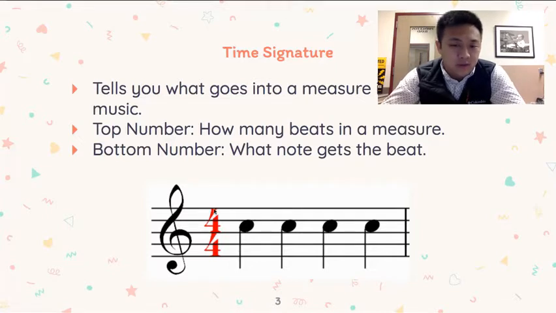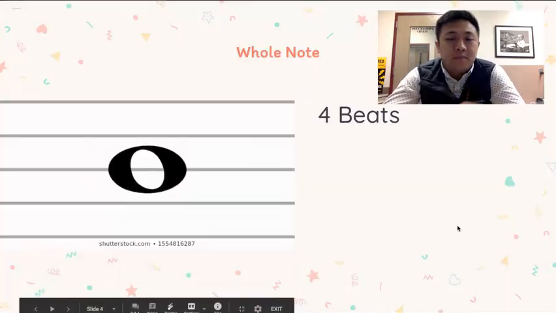Let's say it was 4/2 time. The bottom number was a 2. That means we would get 4 half notes in a measure, and the half note would get the beat. So really important, but we're working with the most simple and common time signature, 4/4 time, for this first unit.